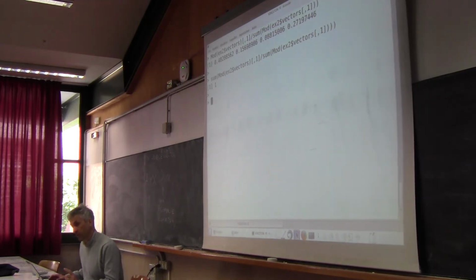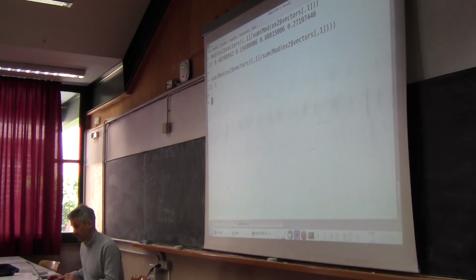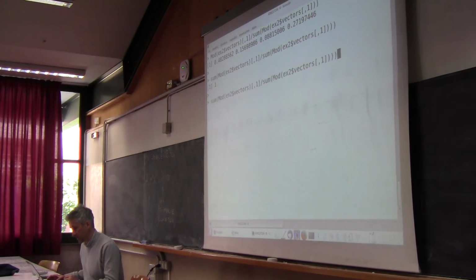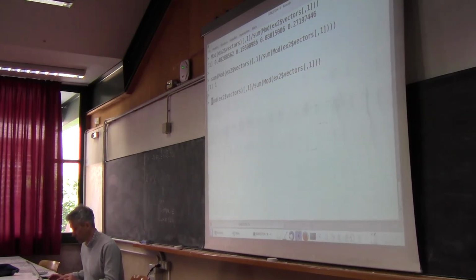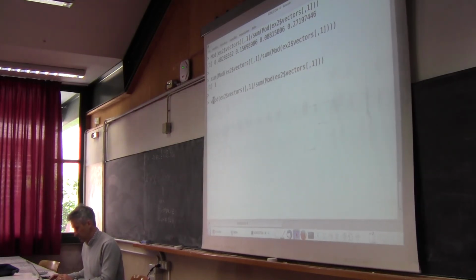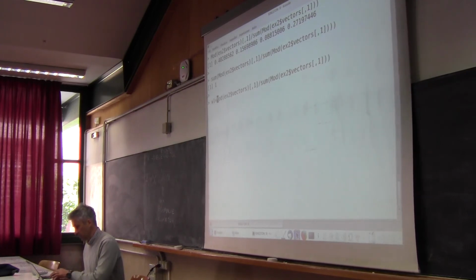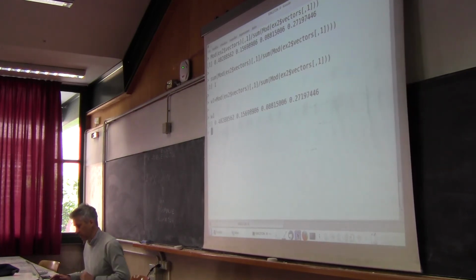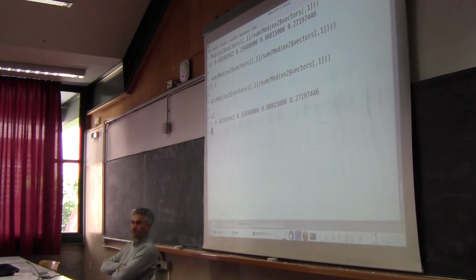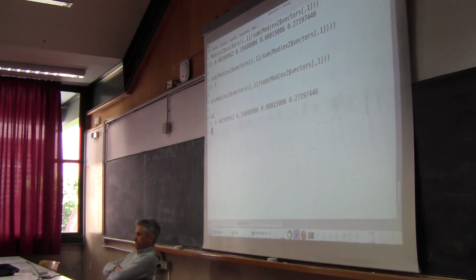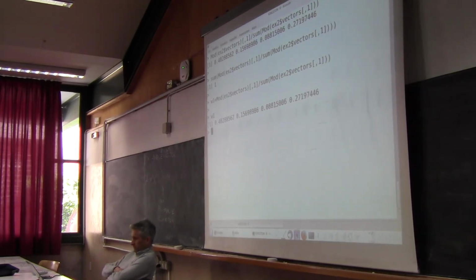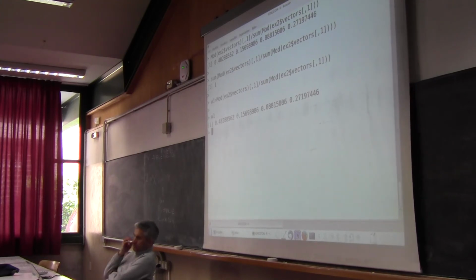But now we need to check for consistency. And first of all, let me put these weights into a variable. Let me define a variable W1 with the weights. Now we need to check for consistency.